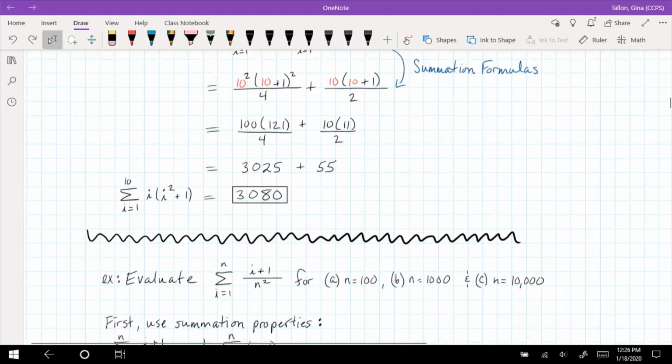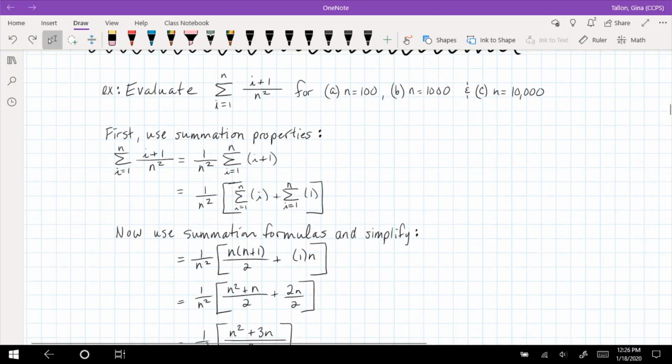So let's move on to another example. Evaluate the summation as i goes from 1 to n of (i plus 1) divided by n squared for n equals 100, n equals 1000, and n equals 10,000. Now, because I'm going to do this summation for 3 different possible values, I want to simplify the summation before I do any substituting. I'm not going to work this thing out using n equals 100 as one problem and then do it all over again for n equals 1000 and then again for n equals 10,000. I am going to use my summation properties and formulas to break this question down into the least possible number of n's before I do any substituting.